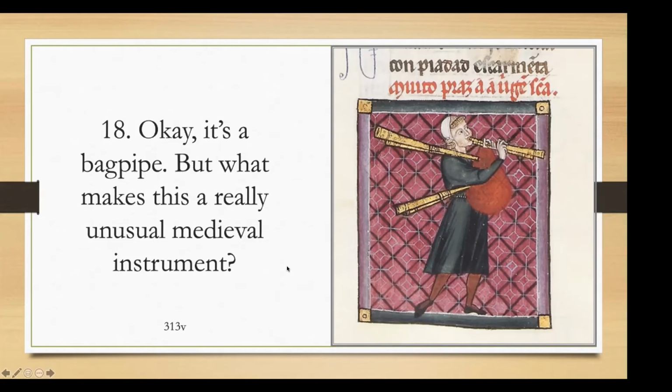Okay, it's a bagpipe. What makes this really unusual? So many drones, yes. It's a big bag as well, I'll give you that. But multi-droney, yeah. It is a double chanter as well, isn't it? Yeah. But those four drones, did they really have one like that?